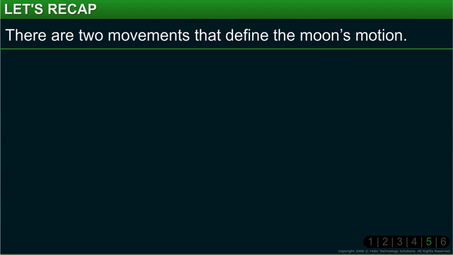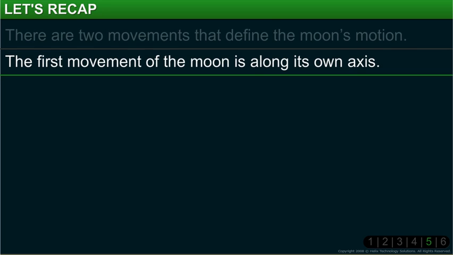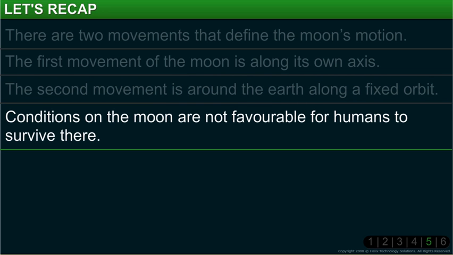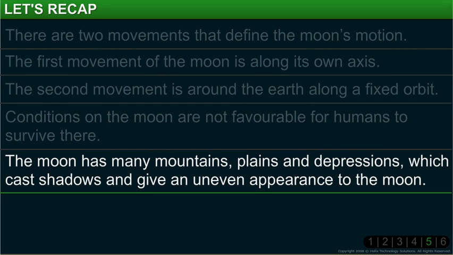There are two movements that define the moon's motion. The first movement of the moon is along its own axis. The second movement is around the Earth along a fixed orbit. Conditions on the moon are not favorable for humans to survive there. The moon has many mountains, plains, and depressions, which cast shadows and give an uneven appearance to the moon.